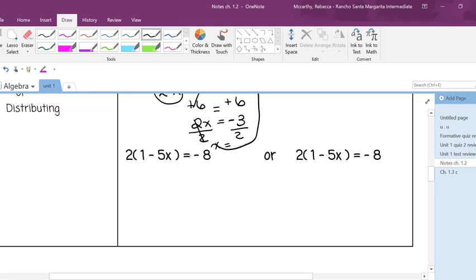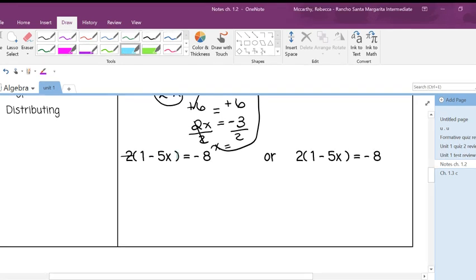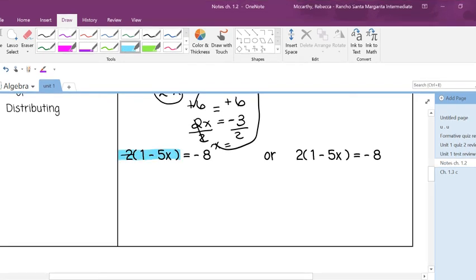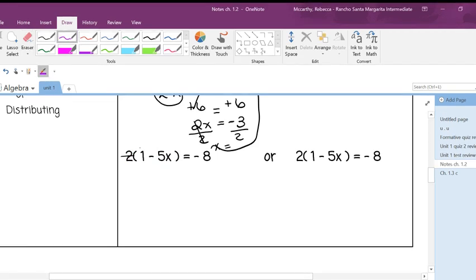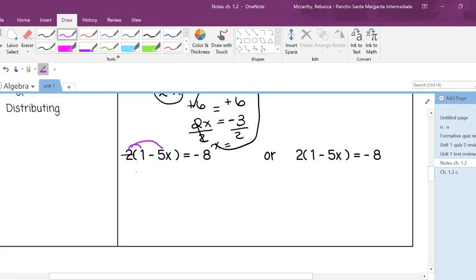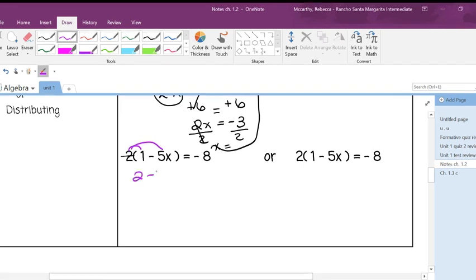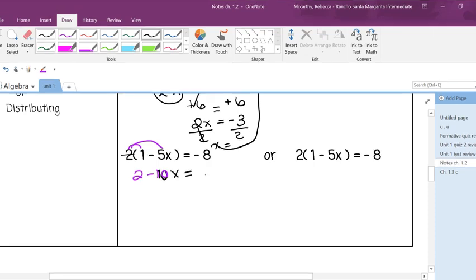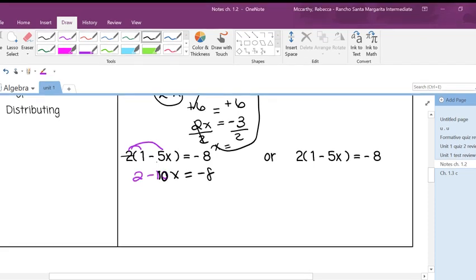I could distribute that 2. Notice that the only thing on this side is just to distribute. There isn't a constant added later. Okay, when it's to that point, I could simply distribute, and I get 2 minus 10x equals negative 8.